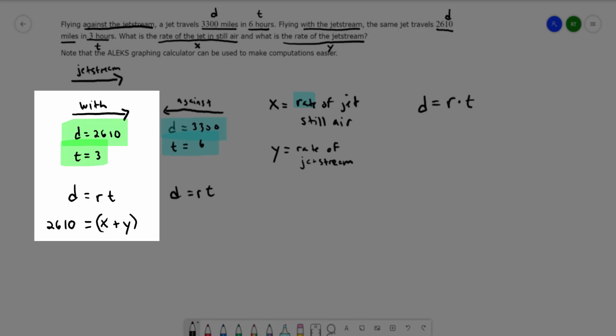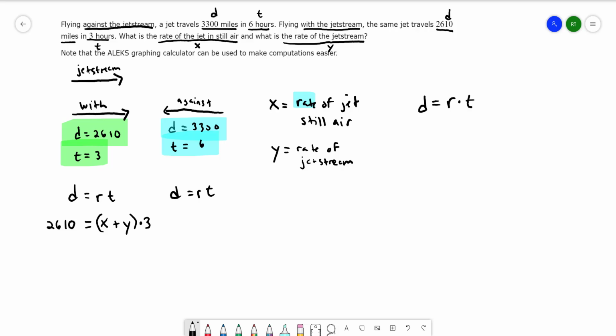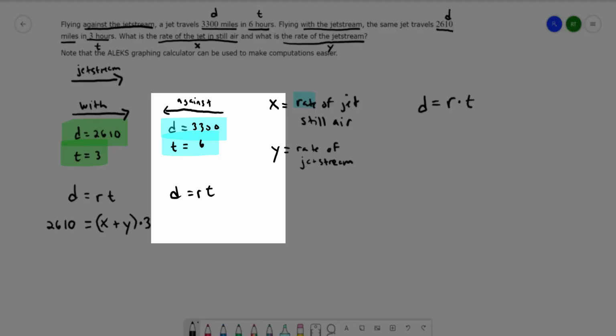So that's what we're doing. We're adding X and Y together. And then we multiply that with the time it took, which was 3 hours. And now I repeat the same thing against the wind. Against the wind, my distance was 3,300.